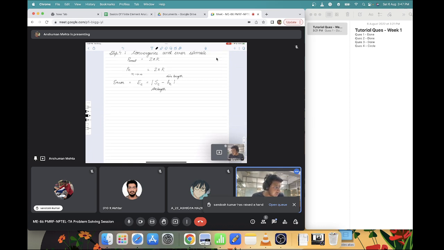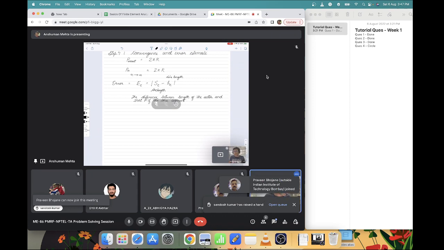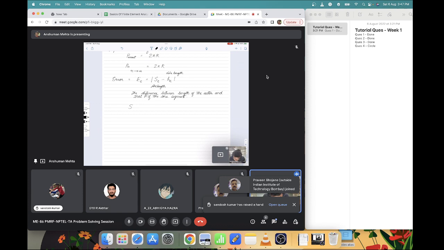So how is the error defined? Error in the approximation is equal to the difference between the length of the sector and that of the line segment. Now we know that SC value. SC is nothing but R theta E. So for very small angle, it can be equal to R theta E.